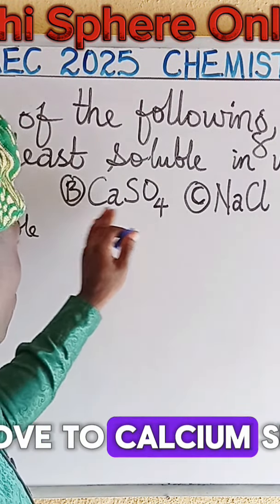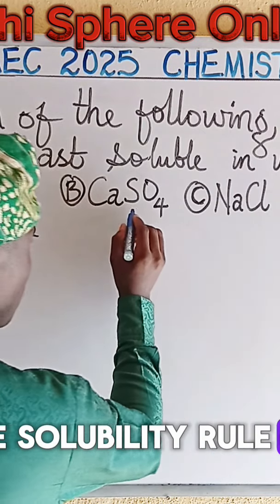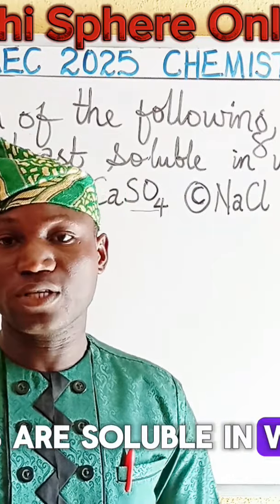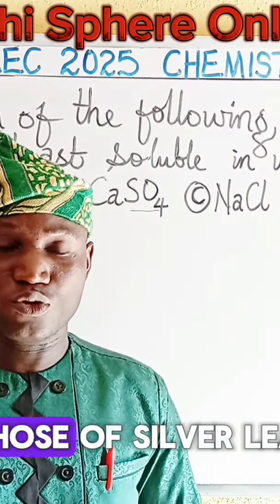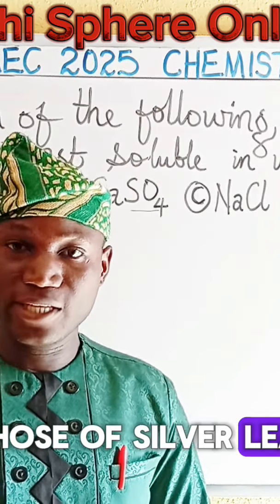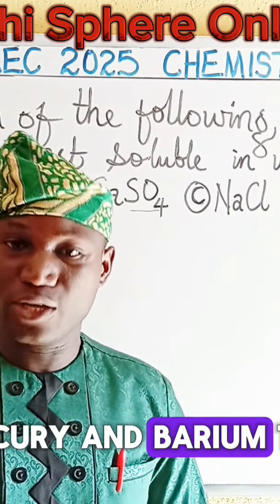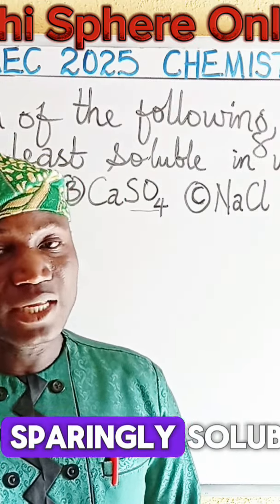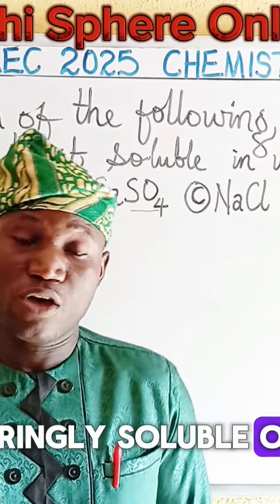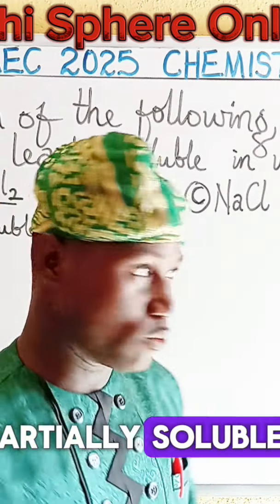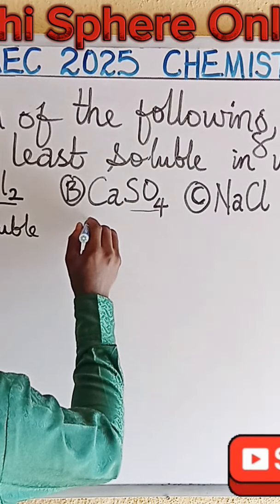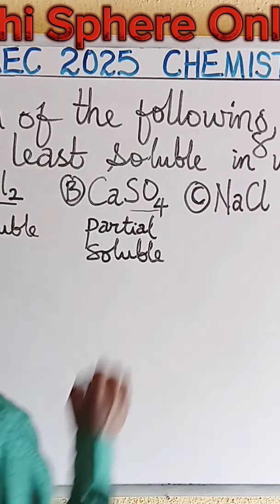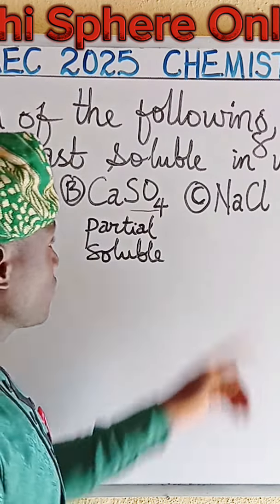Now move to calcium sulfate. The solubility rule on sulfates is that all sulfate salts are soluble in water, except those of silver, lead, mercury, and barium that are insoluble in water. Then that of calcium is sparingly soluble, or if you like, partially soluble. So this is a partially soluble salt. And then we move to the next one, sodium chloride.